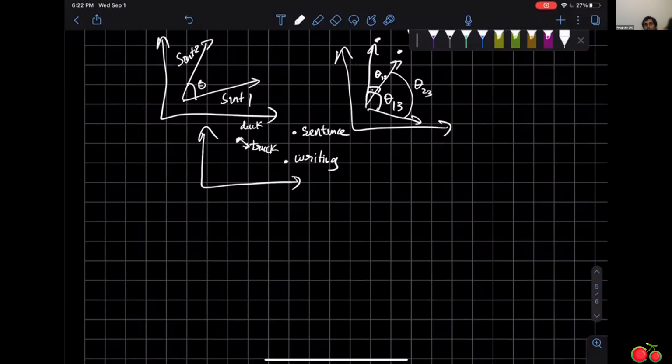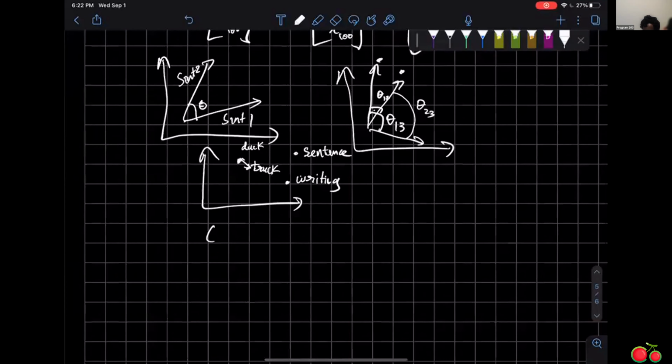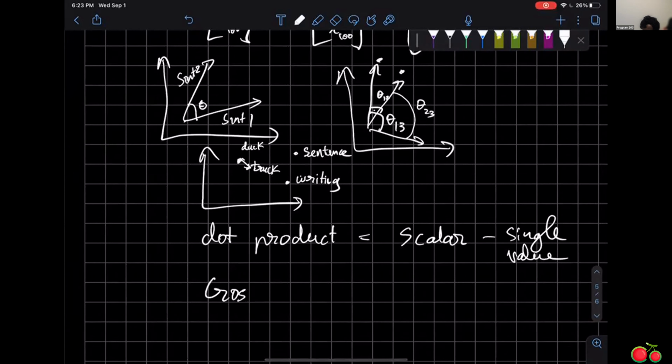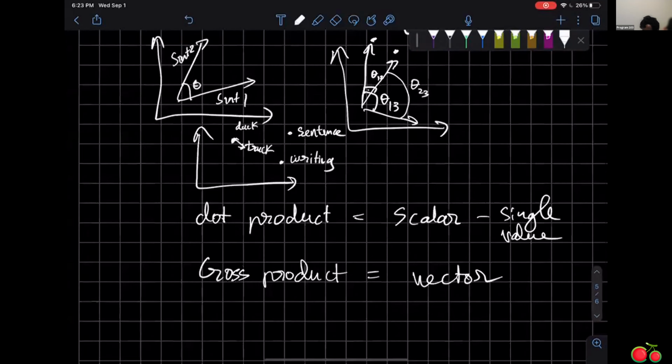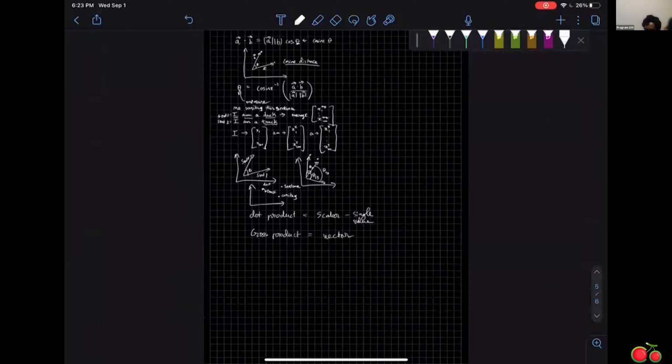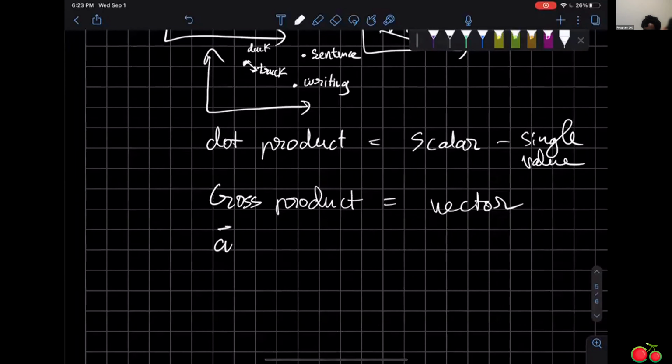So the next one is the cross product. Okay, and the cross product is really, really messy, so I'm not going to go super into detail. What the dot product gives you is a scalar, right? So it's giving you one value, a single value. The cross product gives you a vector. Okay, so you don't need to know how it's calculated, but what you need to understand is what it actually signifies.